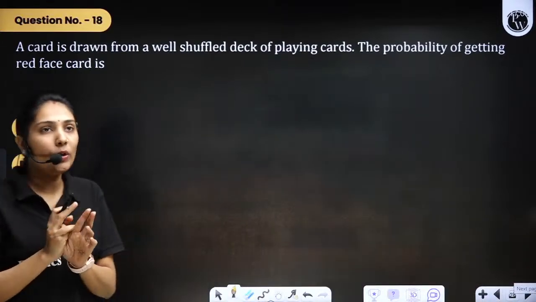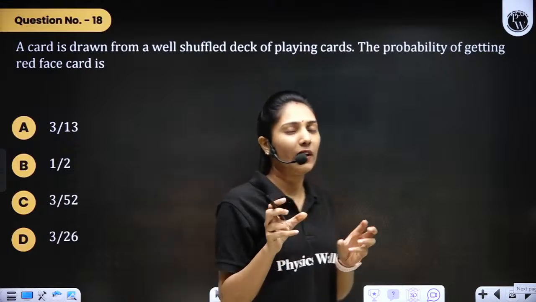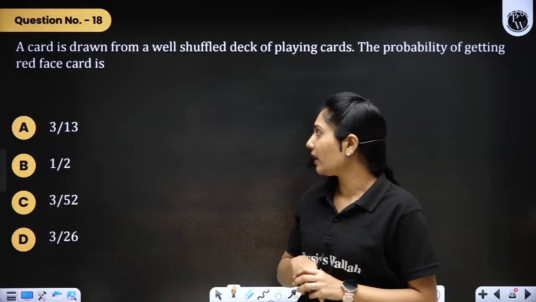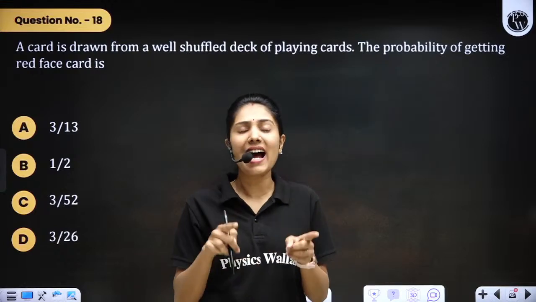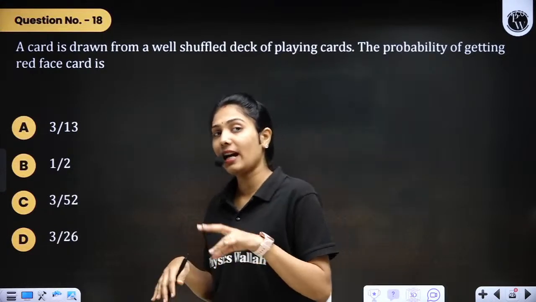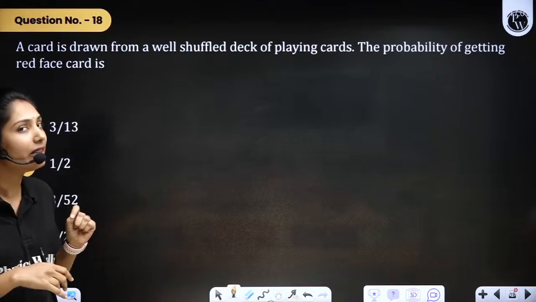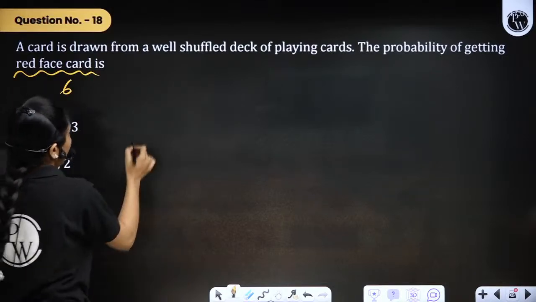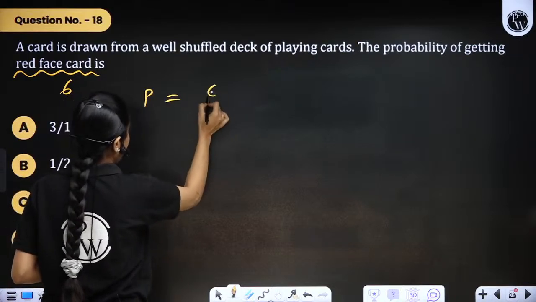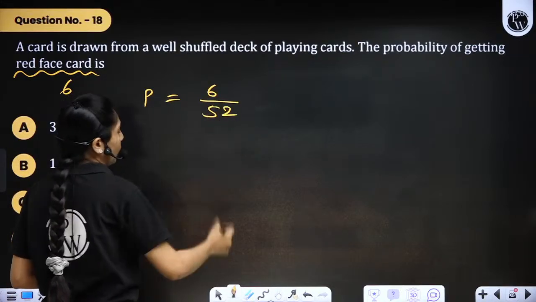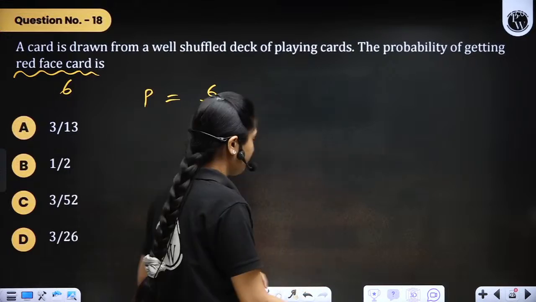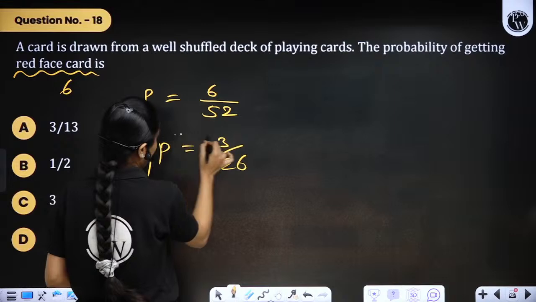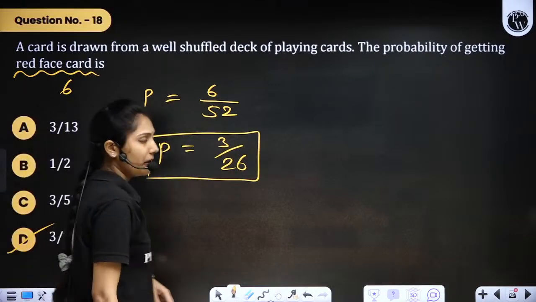So as we know, in one particular type of cards, there are three face cards. And if we are talking about red color, it is heart and diamond. So in heart there are three face cards, in diamond also there are three face cards. Okay. So total red face cards are 6. And therefore the probability is 6 by 52. Total number of cards is 52. And that's why the answer is 3 by 26. Okay, that's the required probability. Option number D. Okay.